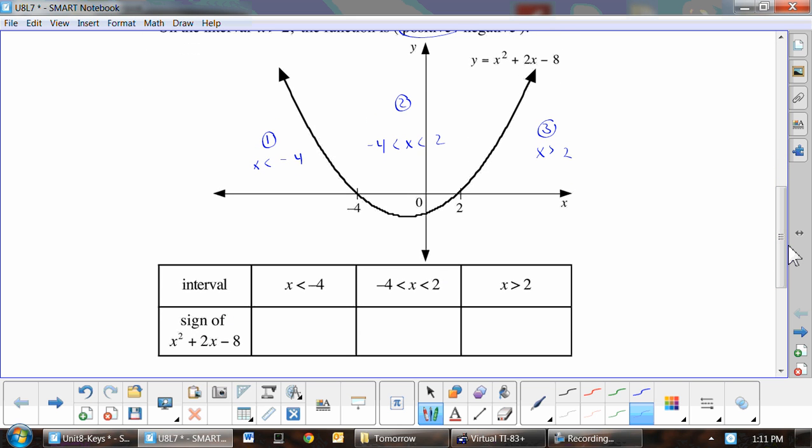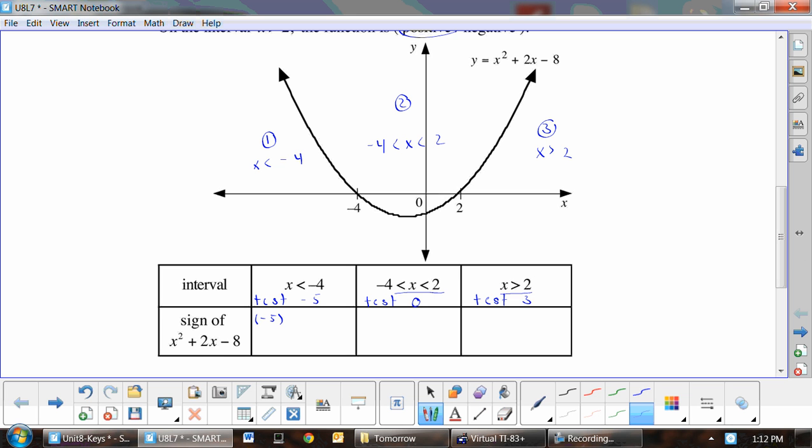So, if we are doing this, we can look at a chart we have down here. We have the 3 intervals: less than -4, between -4 and 2, and greater than 2. We can use test points in these intervals to figure out whether the graph is positive or negative in this section. For a test point less than -4, maybe use -5. Between -4 and 2, I would test 0, to keep our life easy. And for x greater than 2, I'm going to test 3.